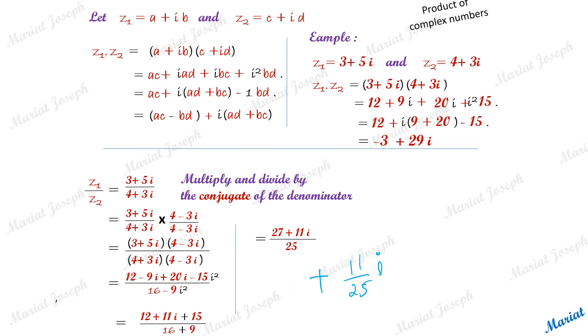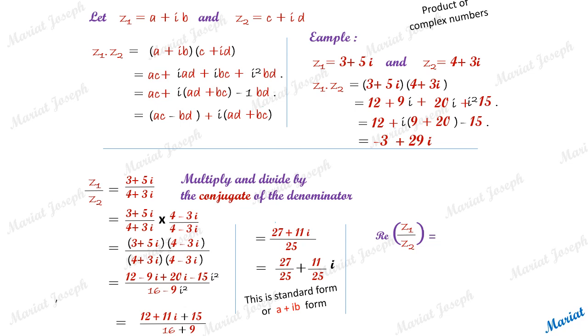So whenever you perform algebraic operations, the net result is supposed to be written in the form a plus ib form. That is called standard form. a is the real part. So this 25 is given to 27 numerator as well as to 11. So 11 by 25 is the b. So the answer always is supposed to be left in the form a plus ib, which means the denominator has to be separately given.